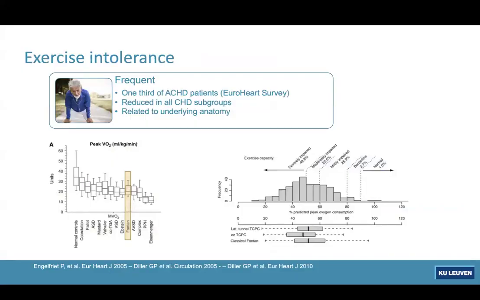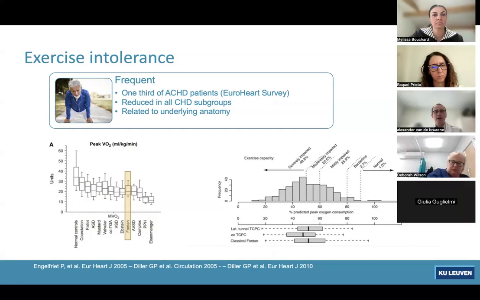Obviously, if you see a patient in clinic, the most common complaint will be that they can't do the same amount of exercise as their peers, or that they would like to be more active and that they can't. And indeed, if you look at the values of peak oxygen consumption, I think this is all data again from the Brompton, you see that Fontans, although not being the worst, don't have a normal percent predicted peak oxygen consumption, and usually hover around 55 to 60%.